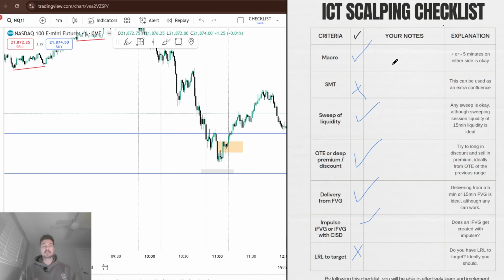Tick or cross it, get into the habit, and then eventually it'll become like a mental thing where you go, look, only 3 things are ticked. It's not really worth much risk, or not really worth trading at all. This checklist will save you. It's an A+ ICT scalping checklist.